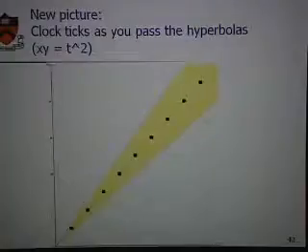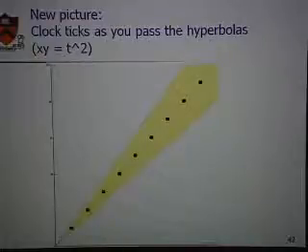And here's the new picture. And the new picture is really rather different. This first curve here, these are hyperbolas, and the equation of a rectangular hyperbola, officially, is xy equals something.